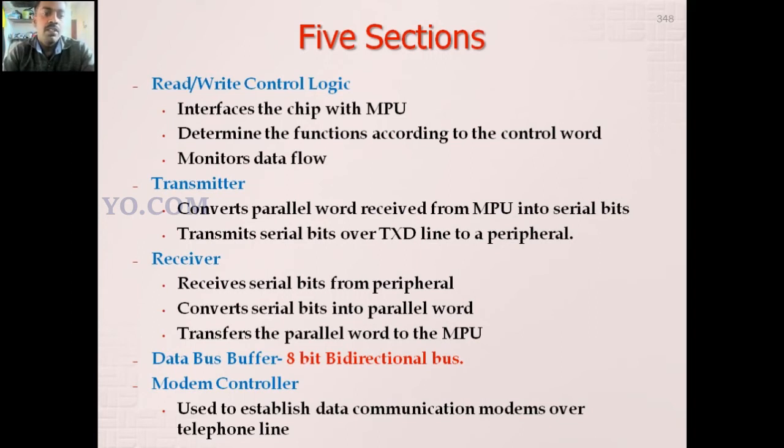First one is the read write control logic. It interfaces with the microprocessor unit, determines the function according to the control word, and monitors the data flow. These are the read write control logic operations. As a transmitter, it converts the parallel word received from the microprocessor unit into serial bits and transmits the serial bits over the TxD line to the peripheral device. As a receiver, it receives the serial bits from the peripheral device, converts them into parallel words, and then transfers the parallel word to the microprocessor unit.